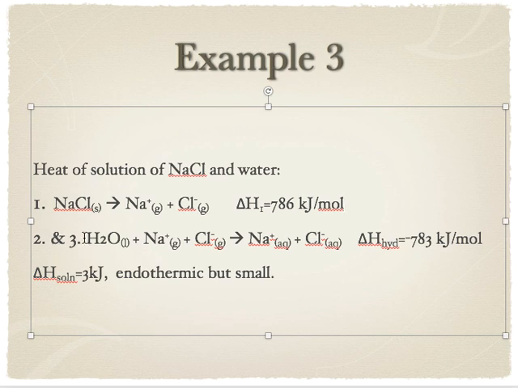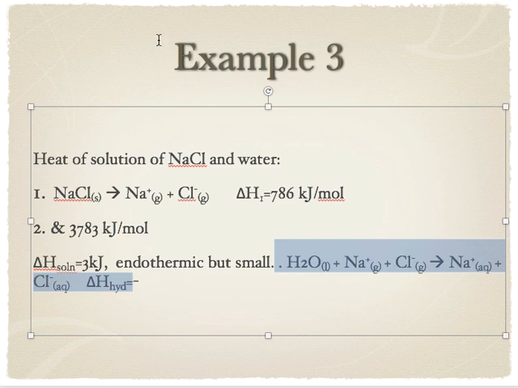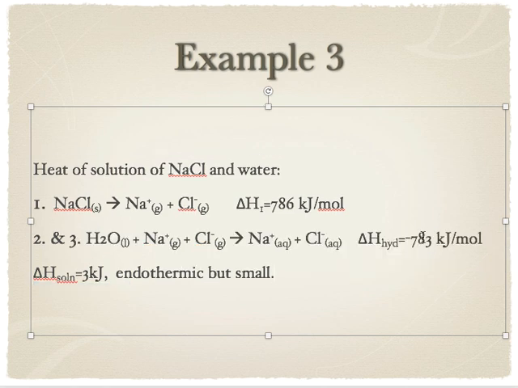Step 2 and 3, the separating of water and the interactions. So in other words, this is my heat of hydration right here. Steps 2 and 3 combined. And if you look at the H right here, it says HYD. That's telling you that's the heat of hydration. So this is step 2 and 3, expanding the water, allowing them to interact, and I have an exothermic process of negative 783 there. Overall, by adding these together, I do have an endothermic solution, but it's really small.